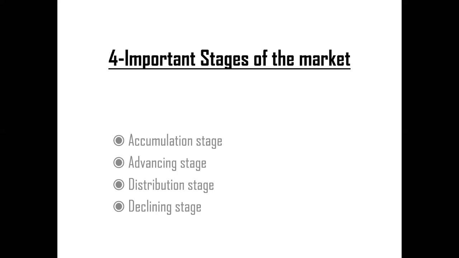So the accumulation stage normally happens at the demand zone. Some people call this stage a range market or consolidation. Why is the accumulation stage happening? Just like you can see from the name, accumulation: to accumulate contracts, to accumulate positions.